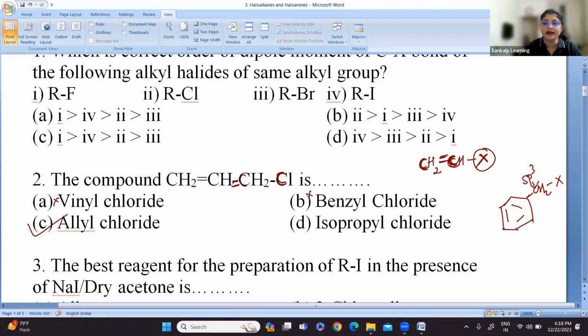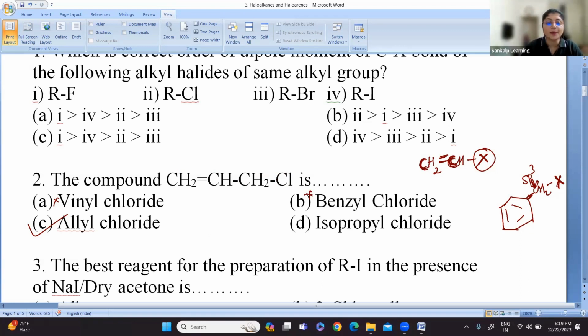So what is benzyl chloride? The halogen atom is attached to a sp3 hybridized carbon, which is next to an aromatic ring. So this is also wrong, because our halogen atom is attached to a sp3 hybridized carbon, but it is not next to an aromatic ring. So this option is also discarded.